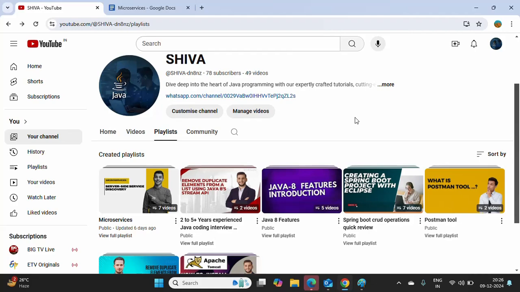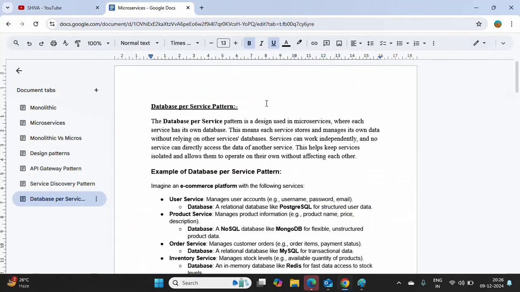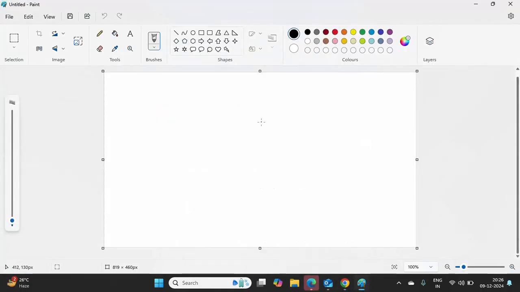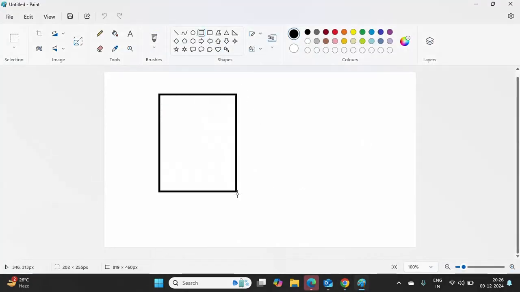So this is the new design pattern we are going to discuss now. This is the database per service pattern. Before discussing this pattern, let's assume you have an e-commerce application, developed in the monolithic pattern.